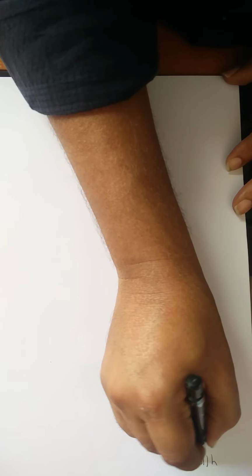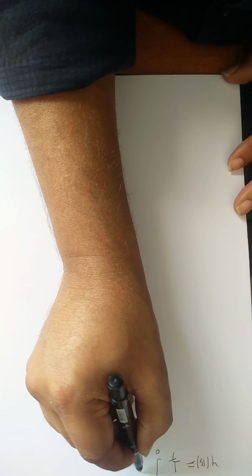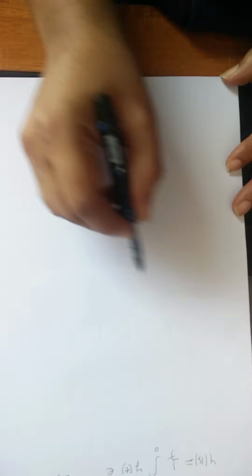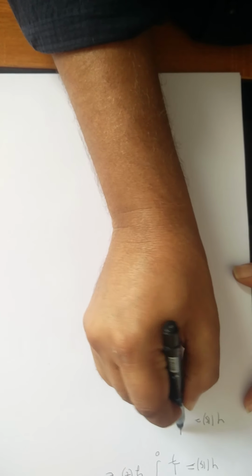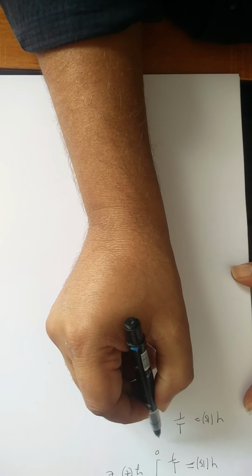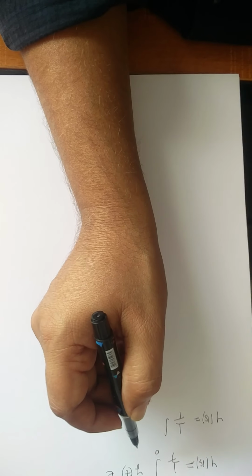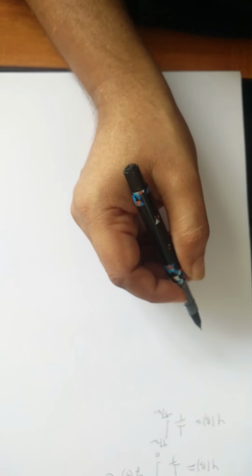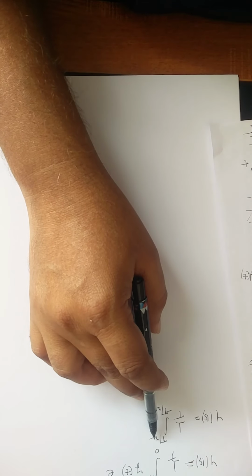y of k is equal to 1 by T, integration from 0 to T of y of t into e to the power of minus j k omega naught t into dt. Now y of k equals 1 by T, integration of y of t, and you can take the limits from minus T by 2 to plus T by 2, because the signal exists from minus T by 2 to plus T by 2 here. See here, the fundamental period is minus T by 2 to plus T by 2. That's why I have taken minus T by 2 to plus T by 2.